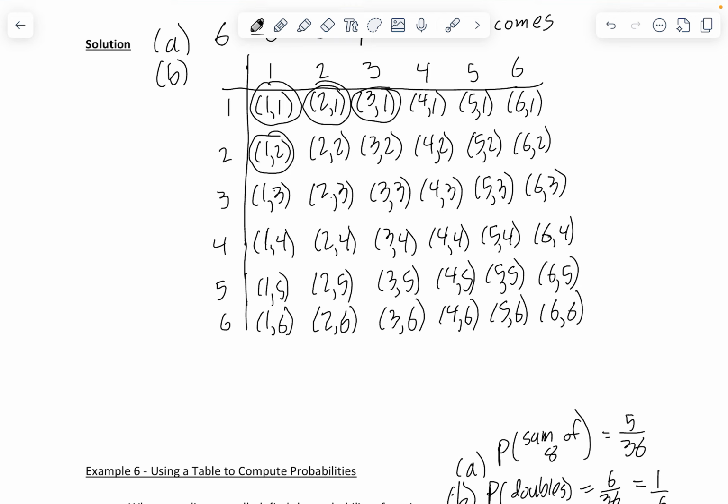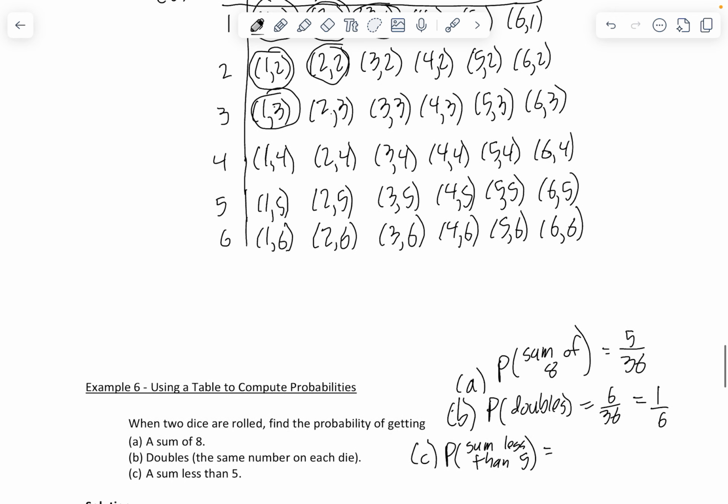2 plus 1 is 3. 2 plus 2 is 4. 1 plus 3 is 4. That's it. 1, 2, 3. Is that right? 1, 2, 3, 4, 5, 6. Right? Yeah. So there are 6 ways that we can get a sum of less than 5. So 6 out of 36. It's the same as the answer to part B. So that's also 1/6.